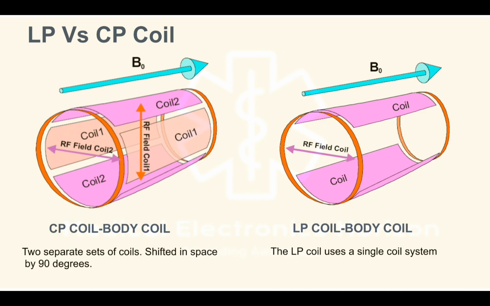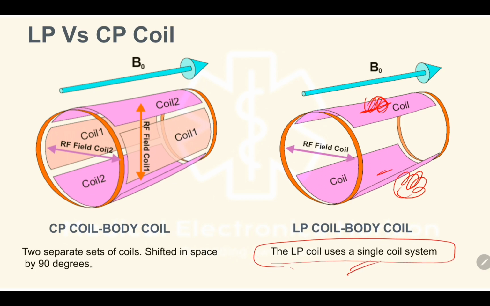This is the LP coil and CP coil. Two body coils we have seen in our experiences, a circularly polarized coil and a linear polarized coil. Linear polarized coil means one set of coil assembly, one set of windings. LP coils are used in a single coil system, they are cheaper quality. CP coils have two separate sets of coils shifted by 90 degrees. I explained, one set is this one and another set is this one. So these are more costly and have better performance.